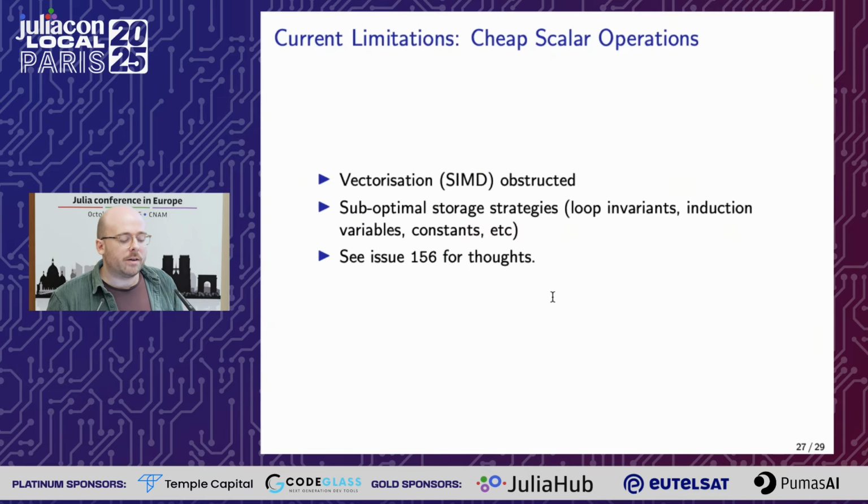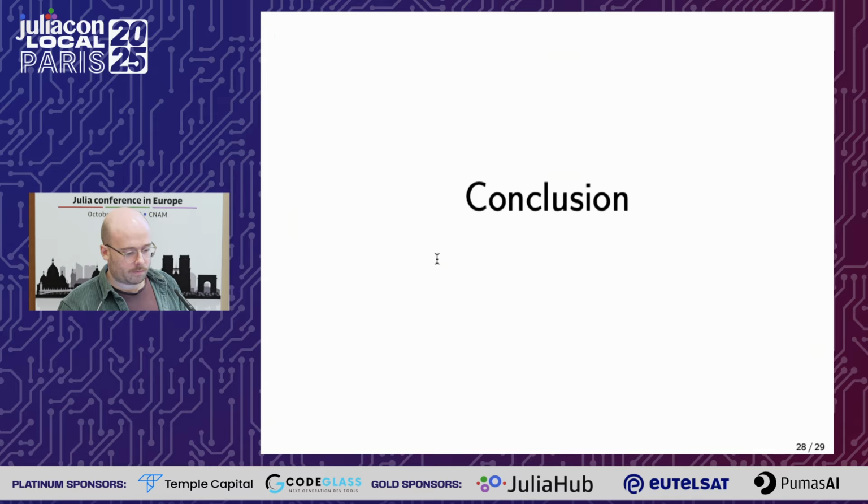So, current things that we don't really do right. The code we generate gets in the way of SIMD, which is kind of annoying. There are various suboptimal storage strategies for stuff that we store on the forward pass that we'd like to recover on the reverse pass. We don't take advantage of loop invariants, induction variables, various constants, etc. I'd very much like to do that with some additional analysis, and I have some thoughts on this in issue 156 on the Mooncake repo if you're interested.